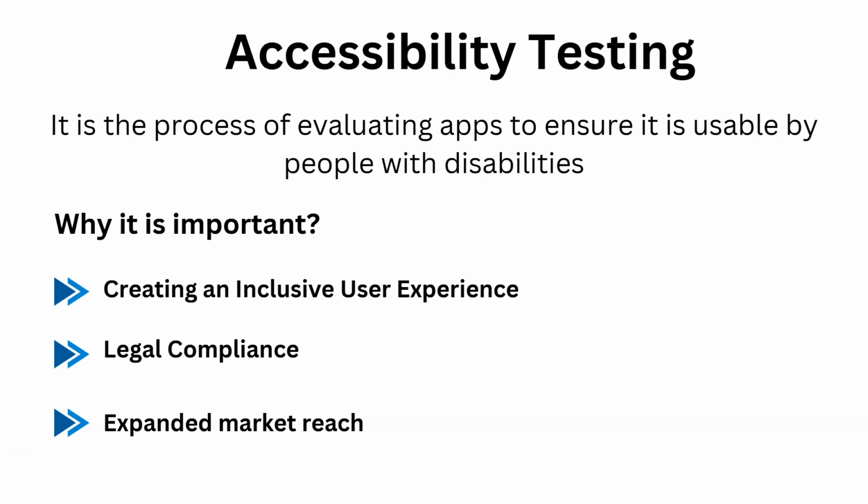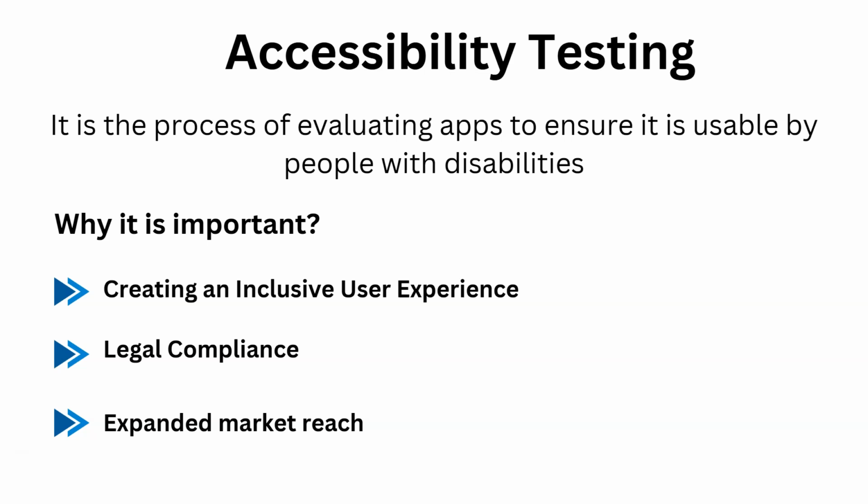So let's move on to our next topic, which is about accessibility testing. First, let's understand what accessibility testing is. In very basic terms, it is the process of testing to evaluate apps to ensure that they are usable by people with disabilities.